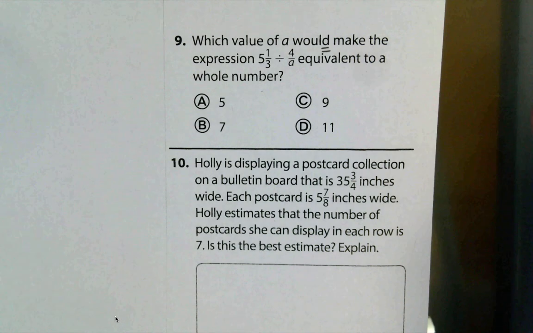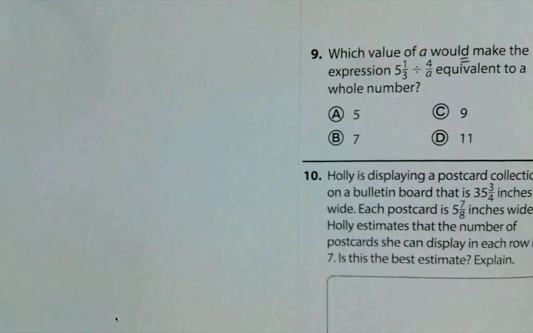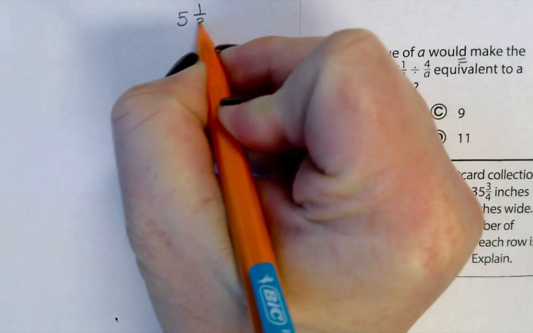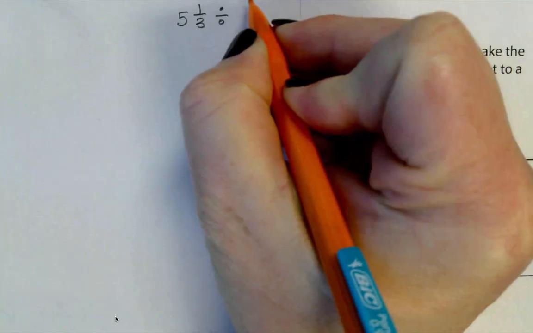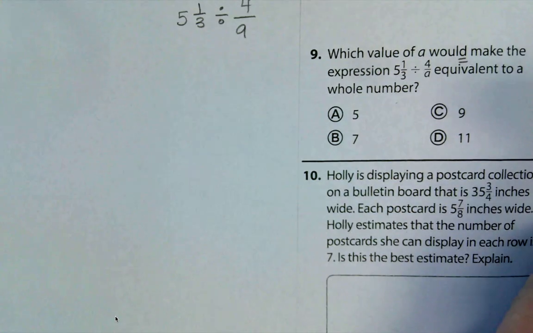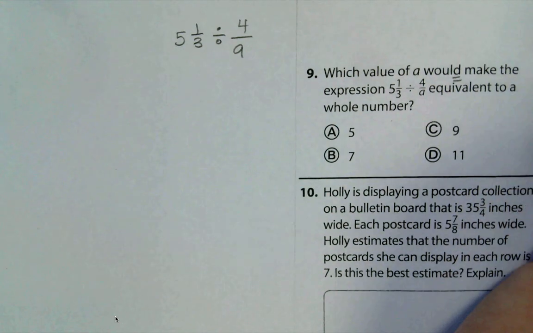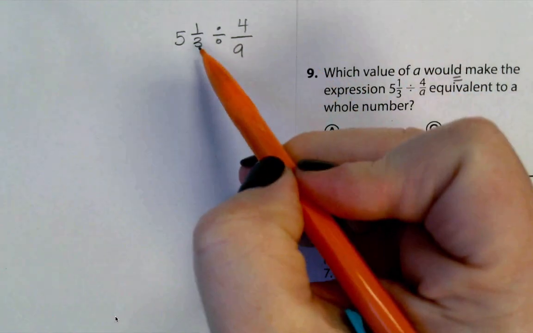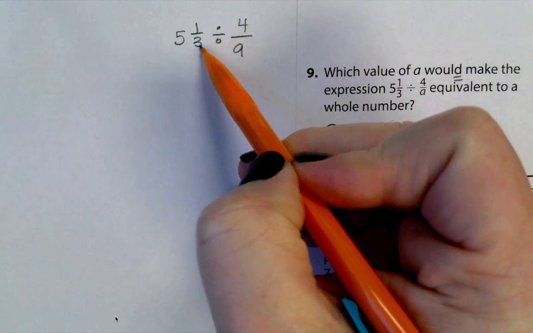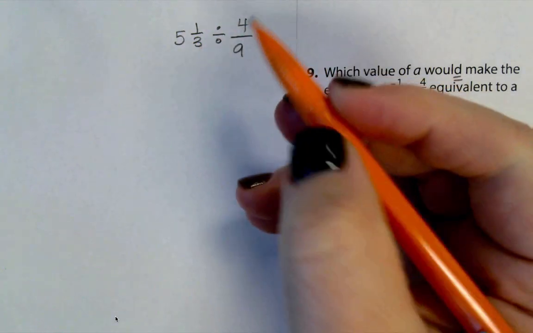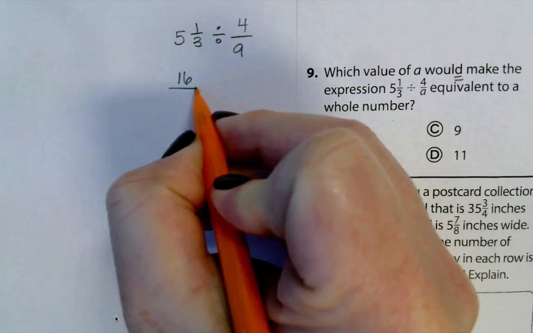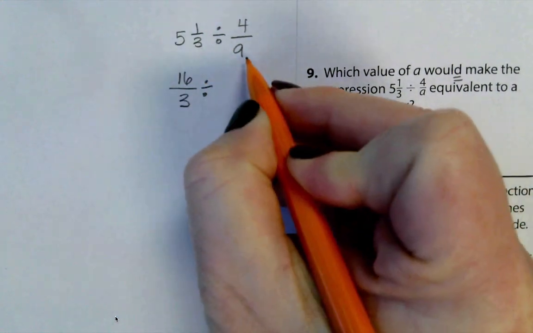So what I recommend that we start with, because again, we're also preparing for our state test at the end of the year, and time is of the essence. So what I suggest that we do is we come over here and we rewrite our expression. So I'm going to do 5 and 1/3 divided by 4 over A. Okay, then I'm going to rewrite my mixed number as an improper fraction. So denominator times whole number is 15 plus 1 more is 16 over 3 divided by 4 over A.